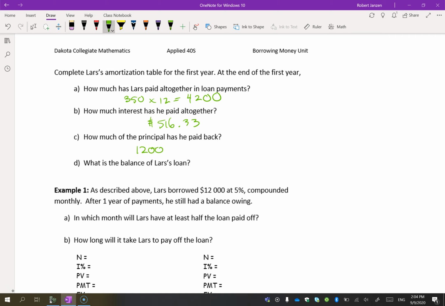How much of the principal was paid back? Well, it started with $12,000, and when we leave that table, there was still $8,316.33 left, meaning that we have paid off $3,683.67 from the loan. Okay, what is the balance? That's this amount, $8,316.33. That's what's still owed after 1 year.